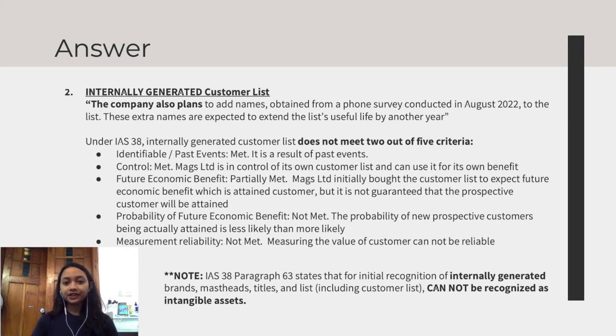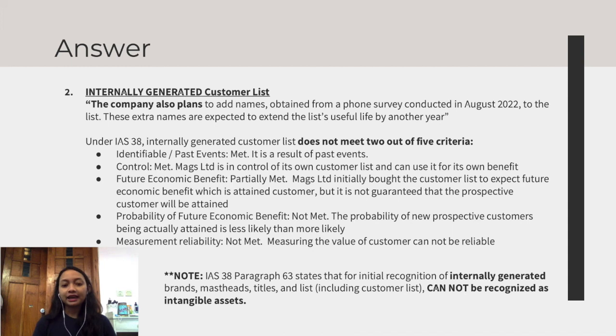Lastly is the internally generated customer list. According to the case, the company also plans to add names to the customer list. The future economic benefit is actually met, because Max Ltd initially bought the customer list to expect future economic benefit, which is to attain new customers. However, it is not guaranteed that the prospective customers can actually be attained. Next is the probability of future economic benefit, which is not met because the probability of new prospective customers actually being attained is less likely than more likely. Lastly is the measurement reliability, which is not met because measuring the value of customers cannot be reliable.